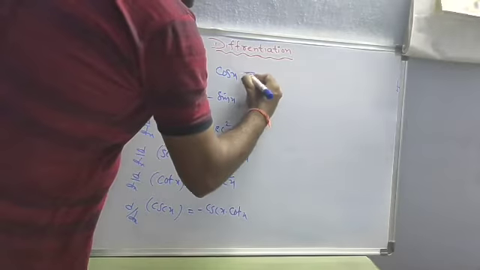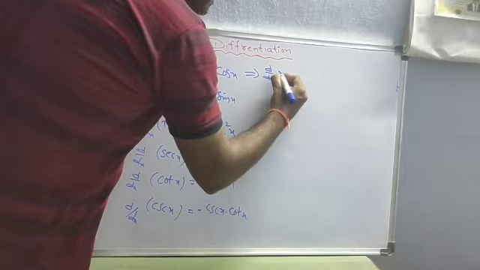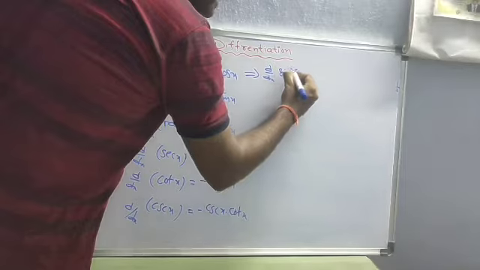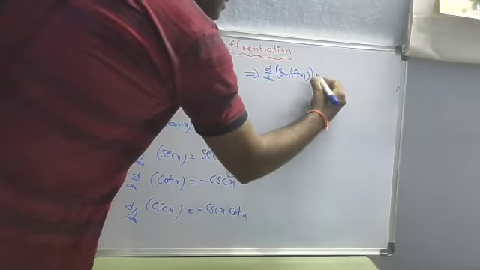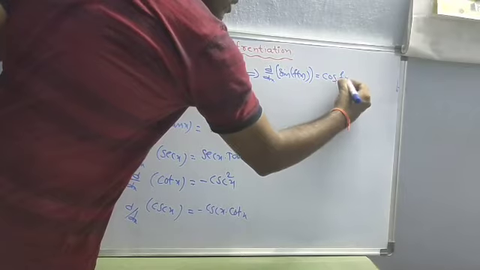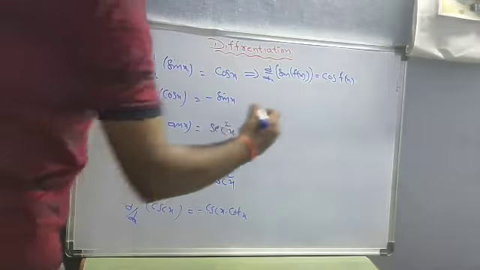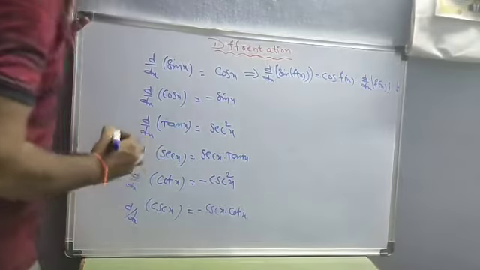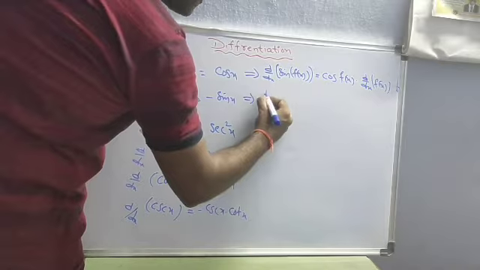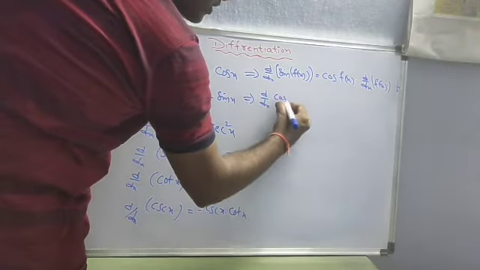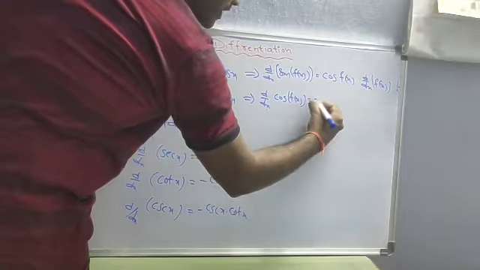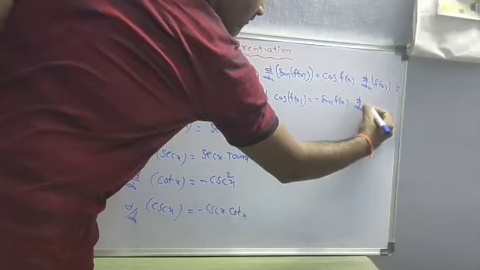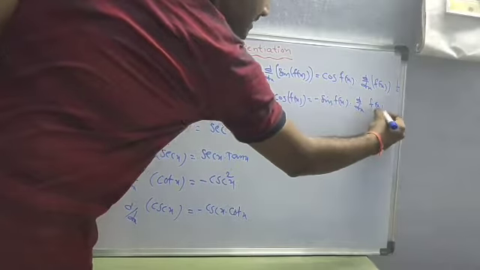Generalized formulas we can take like this also: d by dx of sine of any function, sine of f of x, is cos of f of x, but what we have to do is multiply by d by dx of f of x, don't forget this. Like that you can write the generalized formulas also. d by dx of cos of f of x equal to minus sine of f of x into d by dx of f of x.